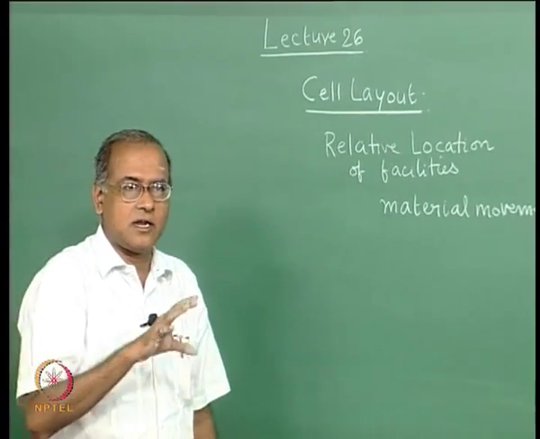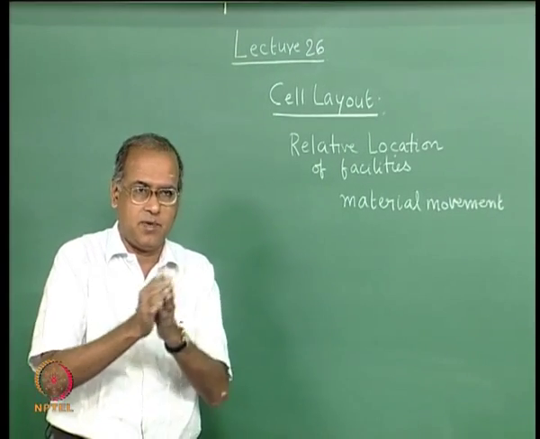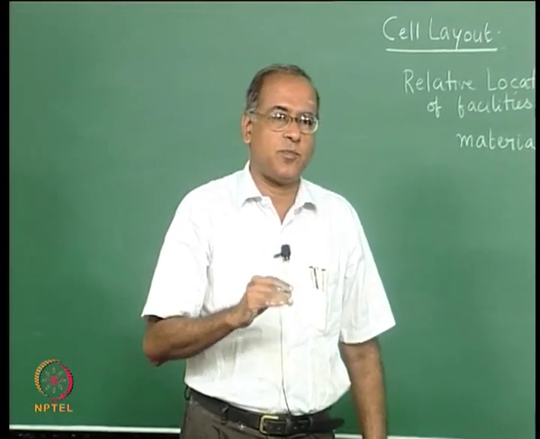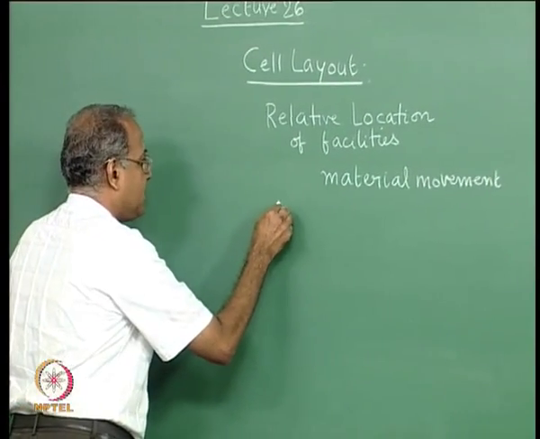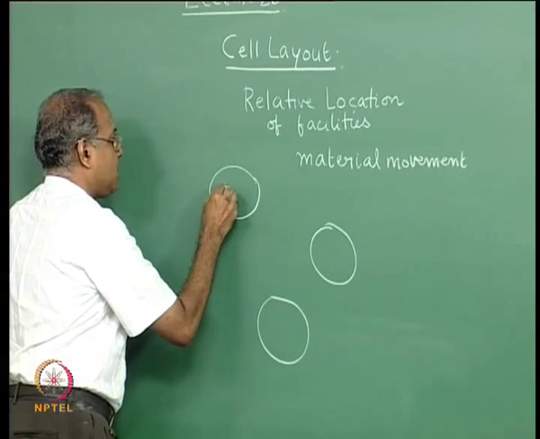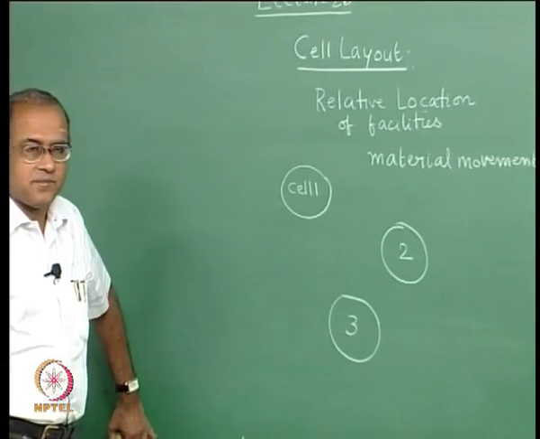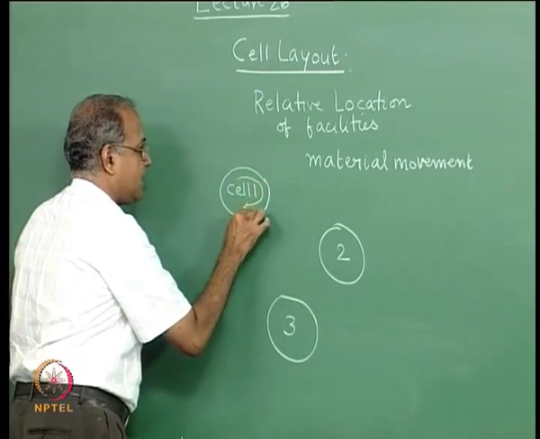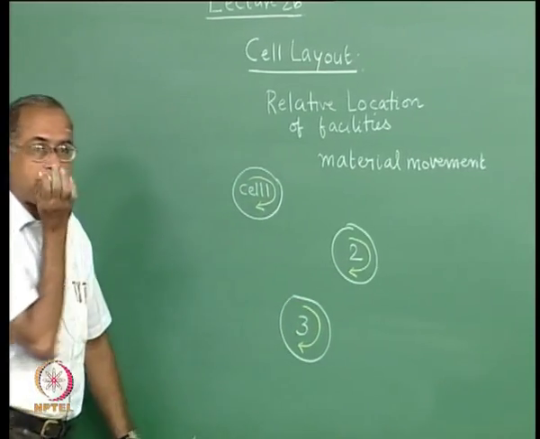Now, let us look at cellular manufacturing and see where these principles of layout are applicable, and then discuss one layout model which is popularly used. So, if we look at a cellular manufacturing system, let us say a cellular manufacturing system having 3 cells which we call cell 1, cell 2 and cell 3. Now, there are machines inside each cell, and let us say there is unidirectional flow of material within this cell.